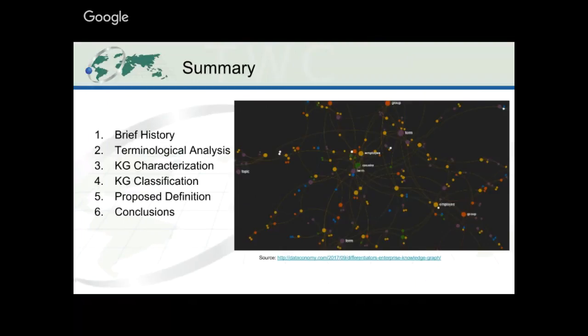Great. So our talk is organized into six sections. We'll begin with a brief history related to knowledge graphs, and then go into a terminological analysis. Then we go into knowledge graph classification and categorization.